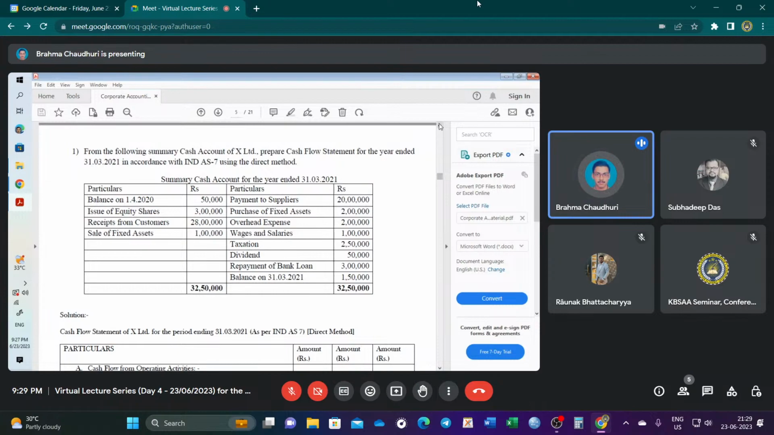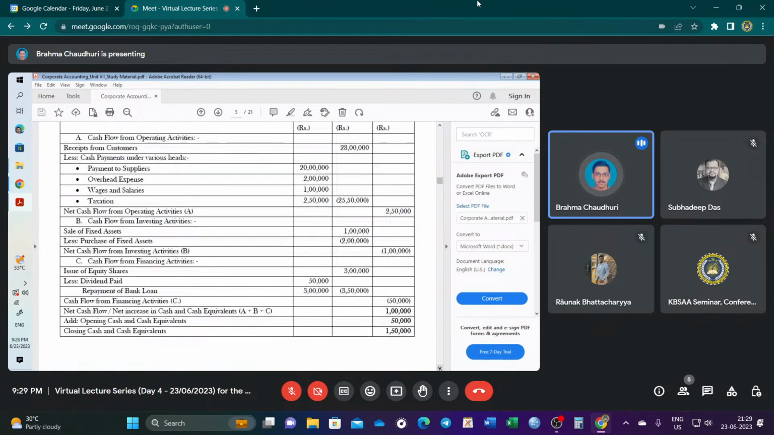And again, we have repayment of bank loan. Bank loan is being repaid. Repayment of bank loan 3 lakh. So that is again a financing activity, a cash outflow from financing activities. So we have identified the cash inflow from financing activities, that is the issue of equity shares 3 lakh. And we have also identified the cash outflows from financing activities, that is dividend paid 50,000 and repayment of bank loan 3 lakh. So now we are simply preparing the cash flow from financing activities: issue of equity shares of 3 lakh, and dividend paid and repayment of bank loan, both of which are cash outflows.